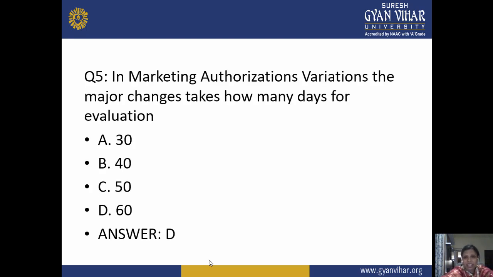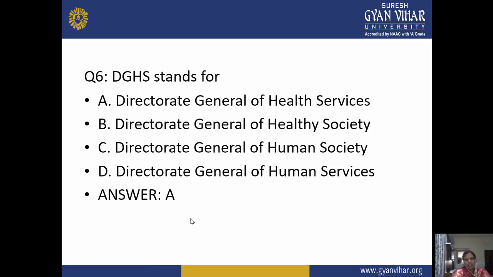Now, in marketing authorization variations, major changes take how many days for evaluation? The options are 30, 40, 50 or 60. If it were a minor change, you could go for 30, but because it is a major change, the answer will be 60. Now, DGHS stands for the Directorate General of Health Services, Directorate General of Healthy Society, Directorate General of Human Society, or Directorate General of Human Services. Answer A is correct: DGHS represents the Directorate General of Health Services.